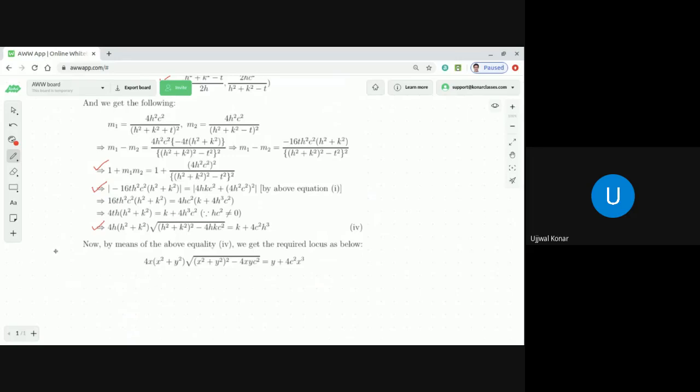Apart from h and k, what we have is c, and c is known to us because the equation of the hyperbola xy equal to c square is given to us. Hence, we get the required locus like this.